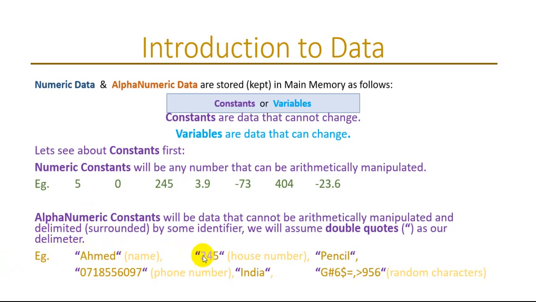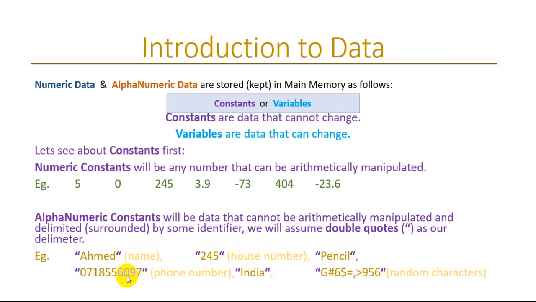Even though this is 245, since we used double quotes, it is not going to be considered a number. In the earlier case it is numeric, but in this case it is considered alphanumeric because of the double quotes, and as a result you will not be able to do any arithmetic manipulation with it. This example is a house number, again within double quotes. A telephone number again comes within double quotes. The double quotes are not part of it.